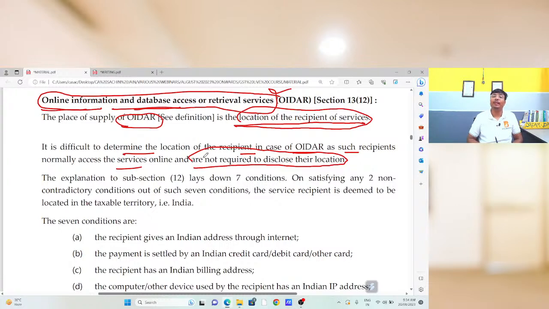If we do not provide the location, the application may still run. We need not take certain examples, because in certain applications location is mandatory for running that particular application, but in other applications location is not a mandatory condition. So in that case, the recipient's location is not recorded in the records of that particular supplier. So how are we going to decide the place of supply?